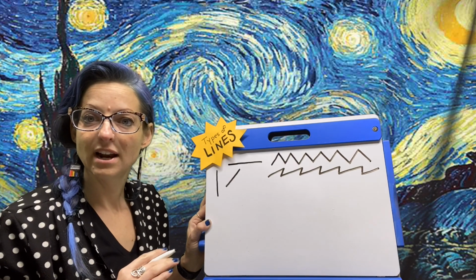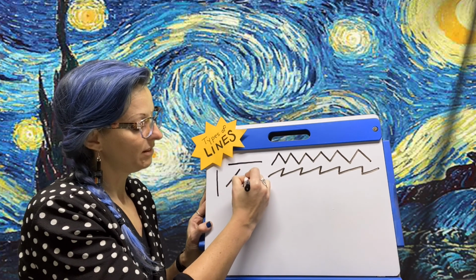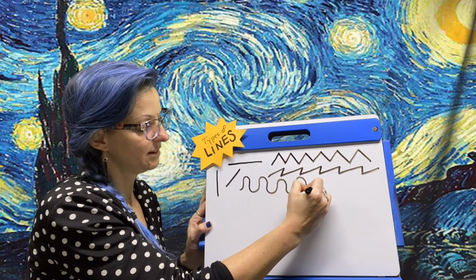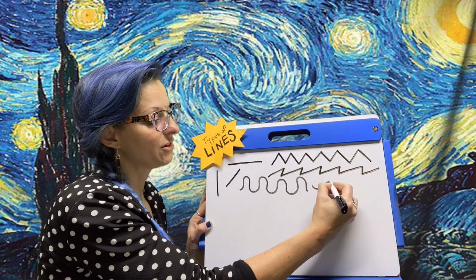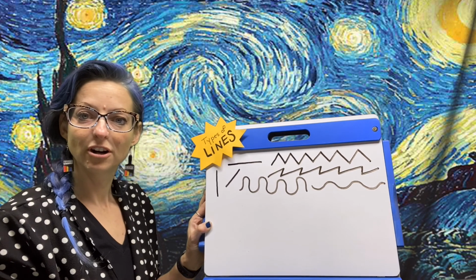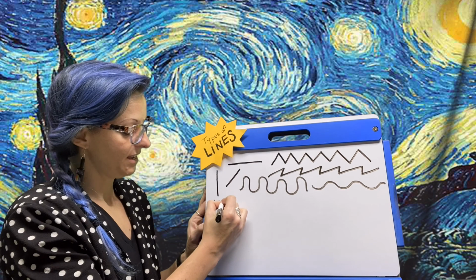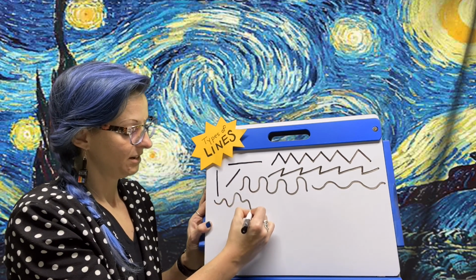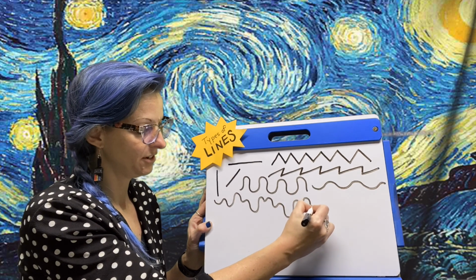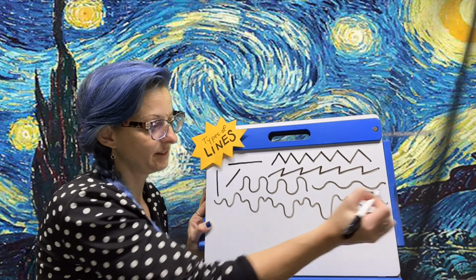Now let's make one not so sharp. Let's try something curvy. We can make a line that curves like this. Or maybe it's just small curves like this. So try some curvy lines. It could even be uneven curves like this. This looks like some paint dripping down my page. Still a curvy line.